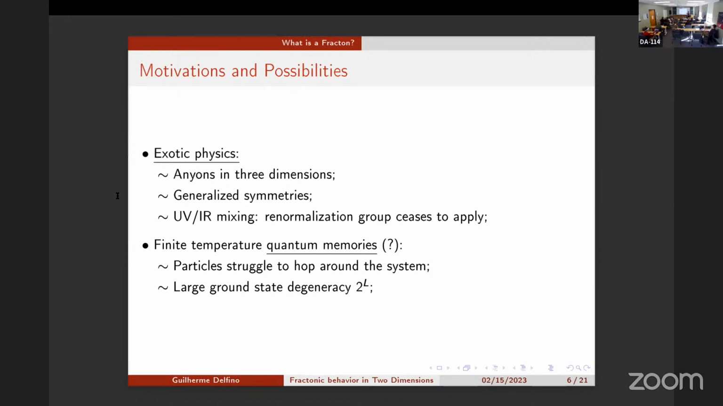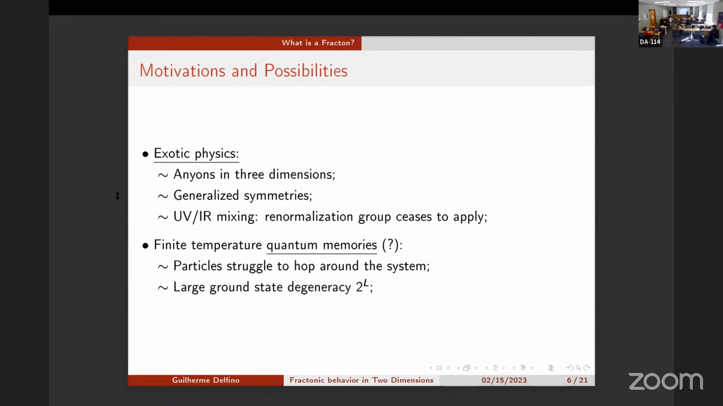And here, if we have a type 1 fracton system and these excitations can only move along planes, effectively this is a two-dimensional system and we can have anyons. So this is a physical example of what kind of new physics emerges in these fracton systems. There are also some concrete platforms for studying these generalized symmetries, subsystem symmetries and more generic forms of symmetries.